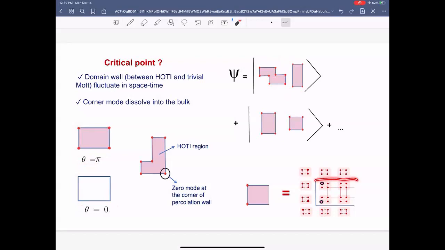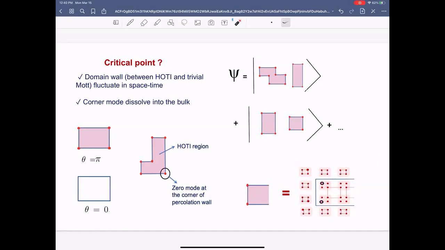So this is a concrete illustration of the domain wall. Domain wall is actually a phase boundary, a spatial phase boundary between the higher order topological pattern versus the trivial Mott pattern. And the smooth part of the domain wall does not carry any zero mode. However, the rough part of the domain wall, which is what we call the corner, is nothing but a corner between a higher order topological phase versus the vacuum or trivial phase. And that actually contains a free spin 1/2 degree of freedom, or spinon zero mode.